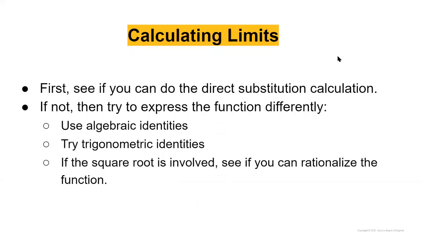Now, when it comes to calculating limits, the main skill lies in understanding what property you need to use. Can you use direct substitution? Direct substitution is just putting in numbers and calculating the result of the function. Or do you need to change the function? Do you need to use algebraic identities to change its form? Do you need to use trig formulas to maybe convert sine and cos into cot and tan? Or if a square root is involved, sometimes you might need to rationalize the problem. Let's look at the examples.